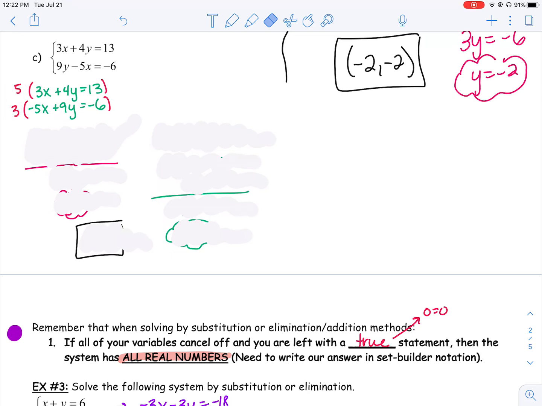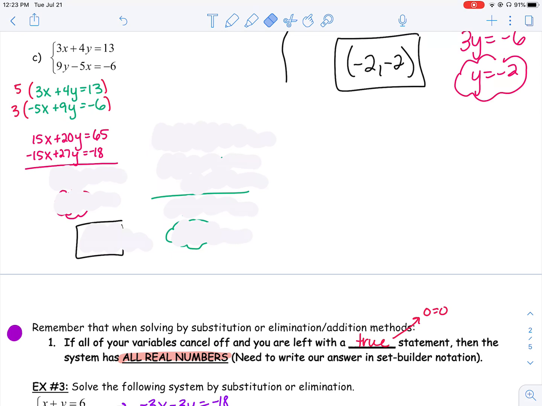All right, let's do that. Let's multiply the top equation by 5. Make sure you do every single term. Let's multiply the second equation by 3. Make sure you do every single term. And let's see what happens. When I multiplied the top equation by 5, I ended up getting 15x plus 20y equals 65. When I multiplied the second equation by 3, I ended up getting -15x plus 27y equals -18.